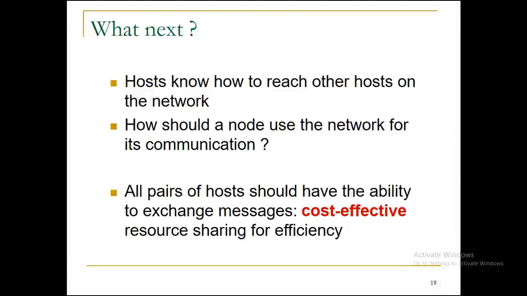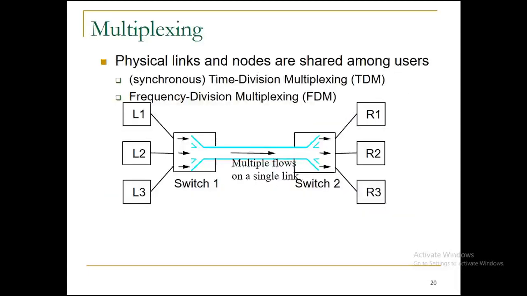Another way that a node would use a network for its communication efficiently is by having a multiplexing approach. Multiplexing is where you have physical links and nodes sharing resources among various users, either via a time division approach or a frequency division approach.